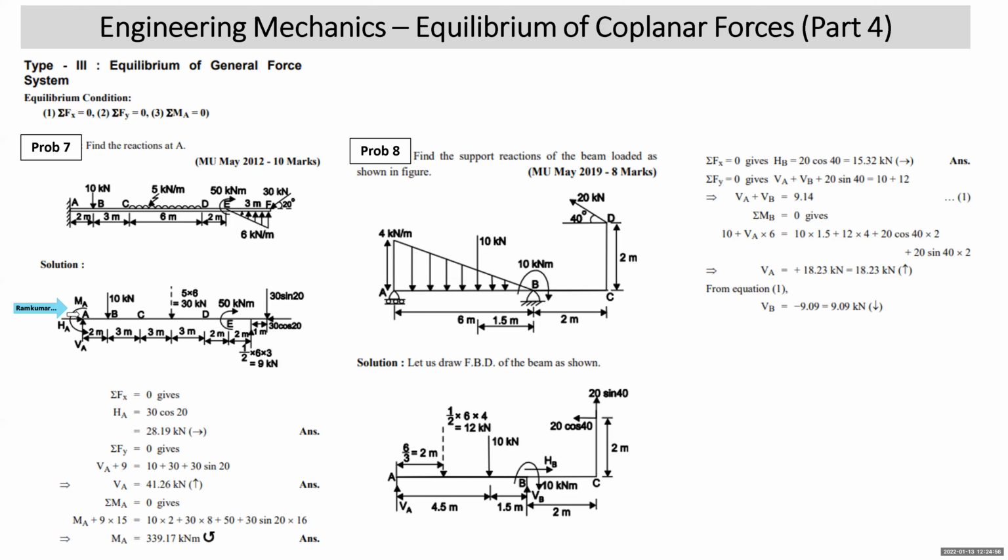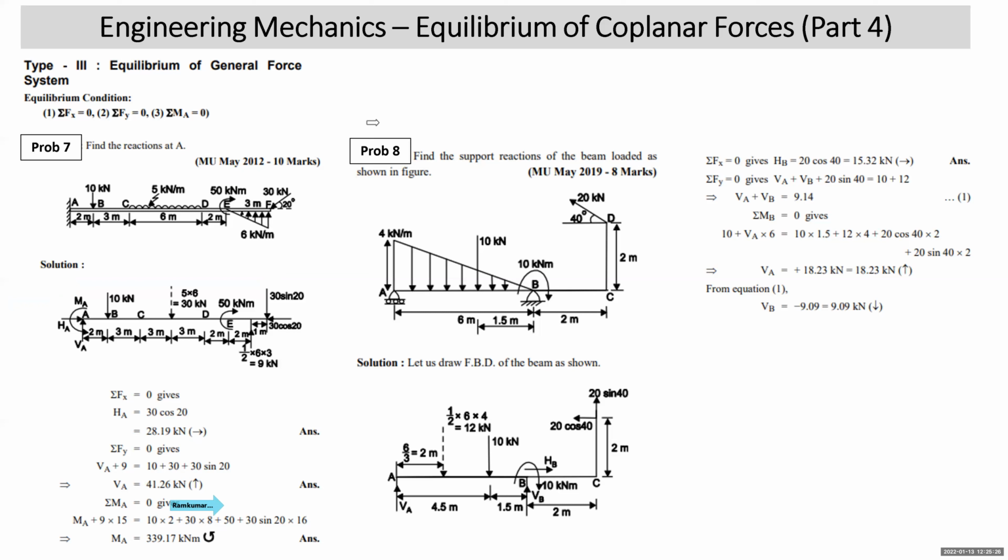Now we come to the clockwise moments, which will be on the right side. So 10 into 2 clockwise, 30 into 8 clockwise, 50 is clockwise as it is, and 30 sin 20 is at what distance? 16. So this gets you the value of MA, which comes out to be 339.17 kilonewton meter. It came positive. That means my assumed direction of MA, that is anti-clockwise, is correct. So this way, all the three reactions are correct.